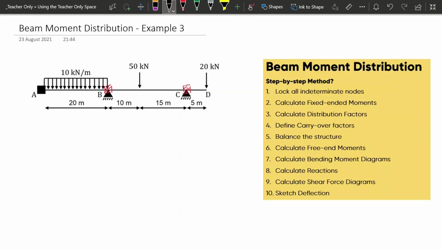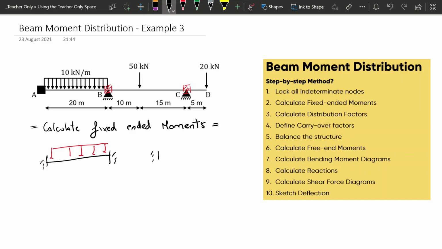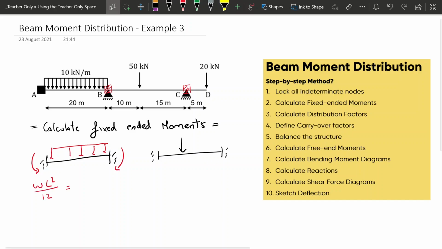So the first step is to get our fixed end moments. Here we have a case of a fixed beam with a UDL, and we also have the case of a fixed beam with a load that is not centered. For the UDL, we know the moments are WL squared divided by 12, which in this case is 10 times 20 squared divided by 12, which is equal to 333.3.